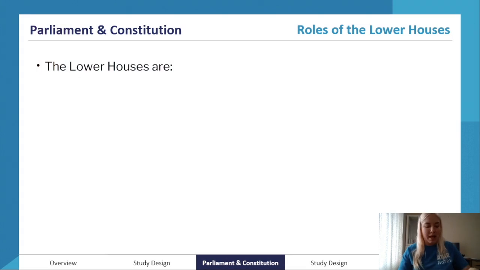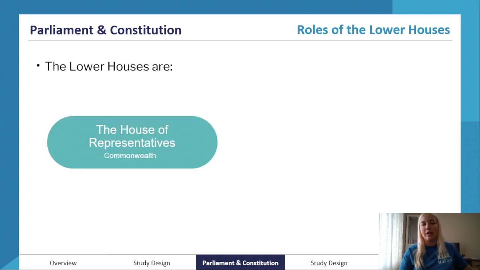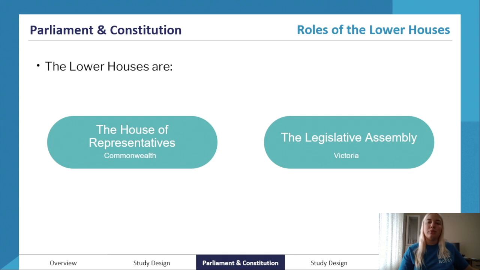So take it step by step, listen to that explanation again, and do additional research. Have a good read through your textbook as well. So, roles of the lower houses. We said we need to know these roles.